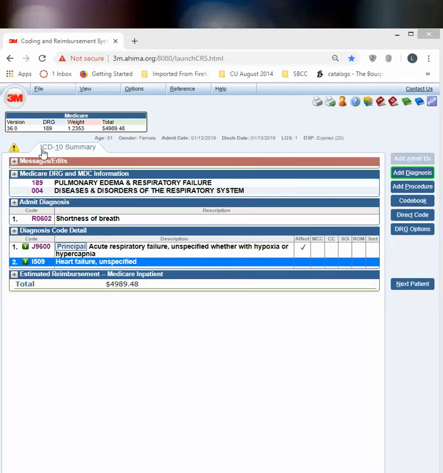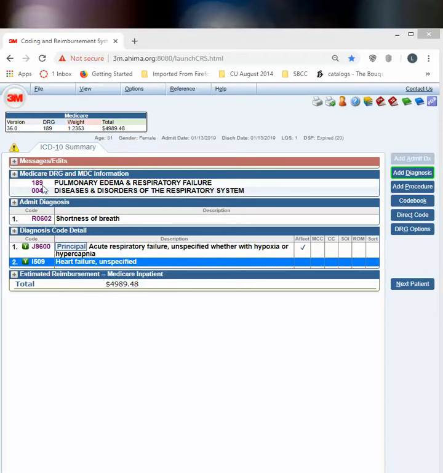Then that MSDRG information is repeated. You have 189 repeated. 004 is the major diagnostic category. It is not the MSDRG. It's part of how the MSDRG, which in this case is 189, is arrived at, but the MDC is not what you report if you're asked to report an MSDRG.